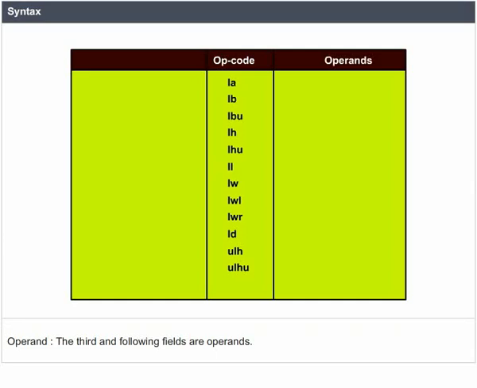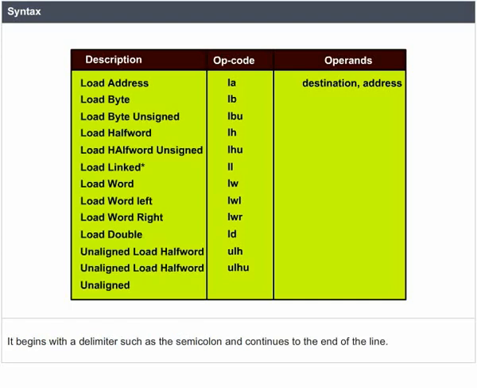Operand. The third and following fields are operands. The presence of the operands depends on the instruction. Some instructions have no operands, some have one, and some have two. If there are two operands, they are separated by a comma. Comment. The last field is a comment field. It begins with a delimiter such as the semicolon and continues to the end of the line.